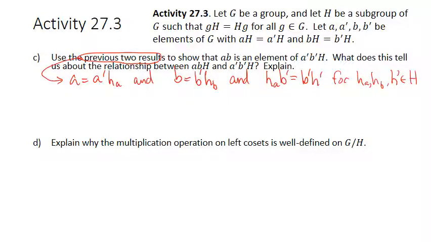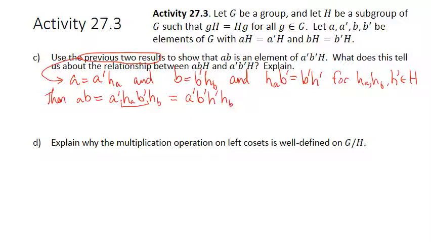Okay, so how are we going to combine these? So we need to show that AB is an element of A prime B prime H. So let's look at what AB is. So we have equations for A and B, so I'm just going to multiply those together. So this will be A prime HA, B prime HB. And now what you see is that we have this part in the middle here that is HAB prime. So I'm going to substitute for that and get A prime, B prime, H prime, HB.